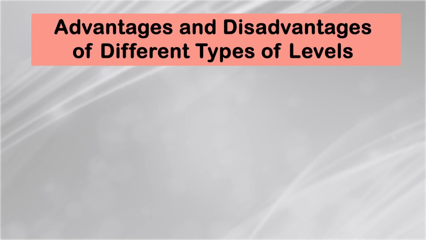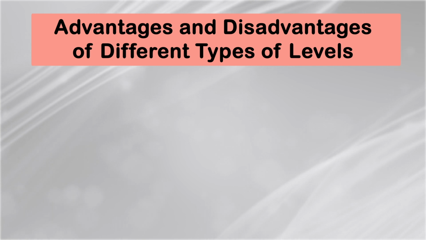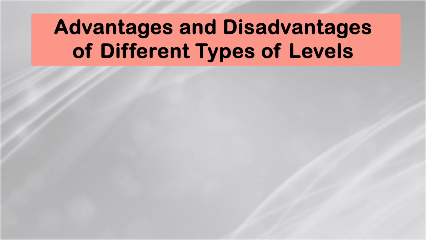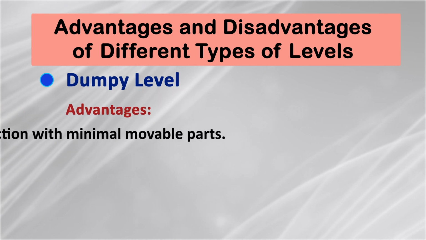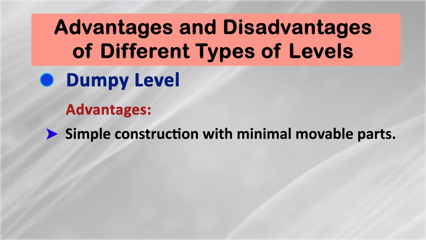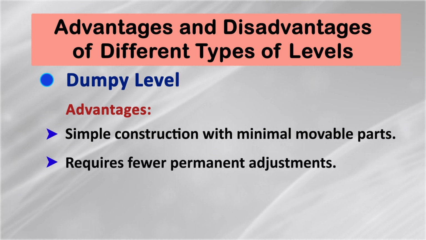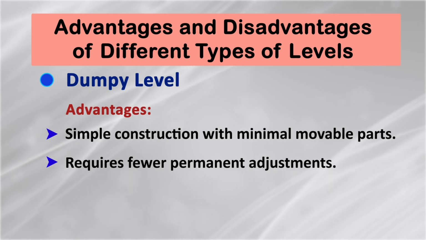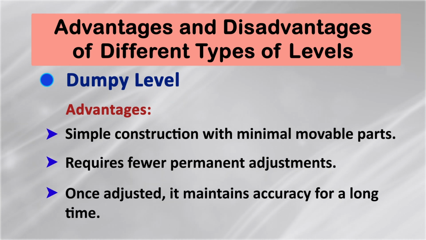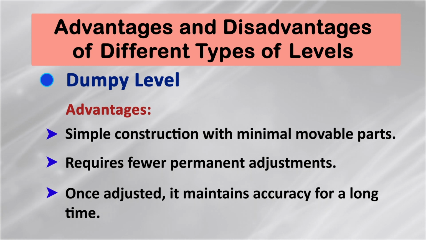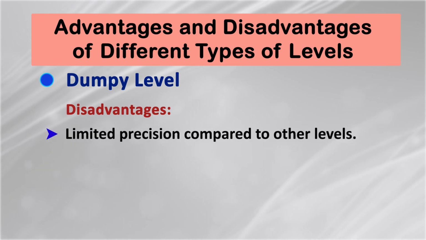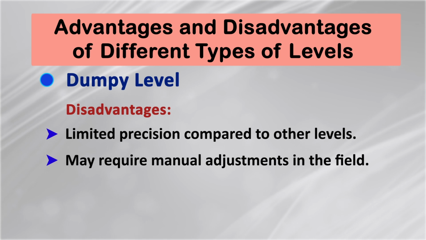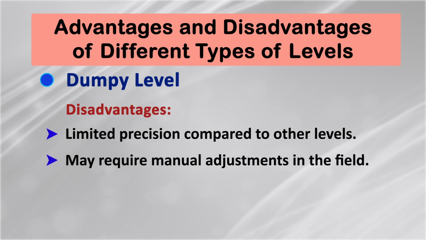Now, we will discuss some of the advantages and disadvantages of the different types of level which we have discussed earlier. So, first one is the dumpy level. Advantages of the dumpy level include that it is simple in construction with minimal movable parts. It requires fewer permanent adjustments, and once adjusted it maintains accuracy for a long duration. Its disadvantages include limited precision compared to other levels, and it may require manual adjustment in the field.